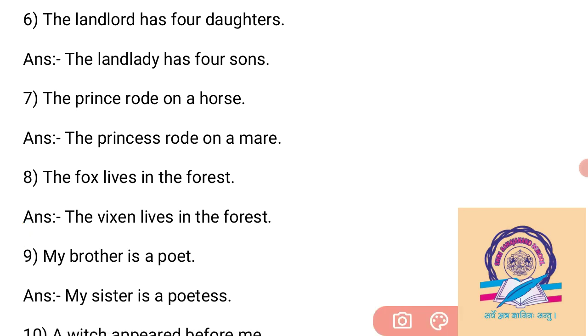Then the sixth example, the landlord has four daughters. So landlord changes into landlady and daughters changes into sons. So our answer is the landlady has four sons. Then the prince rode on a horse. So here prince changes into princess and horse changes into mare in the feminine. Our answer is the princess rode on a mare.